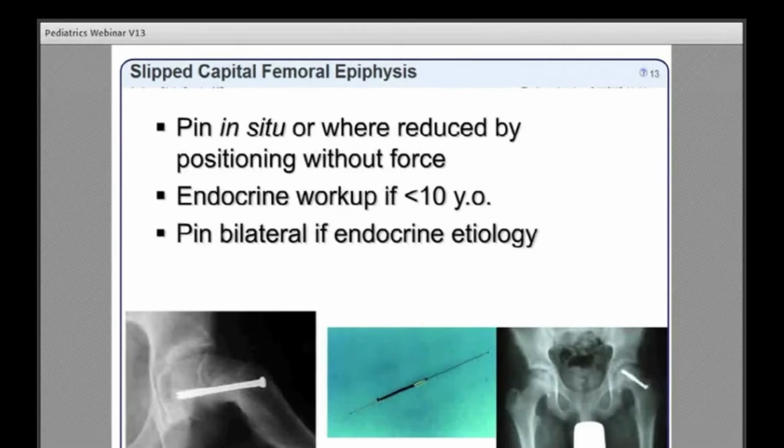By far, the number one treatment on any question asked will be pin in situ or where reduced by positioning without force. Endocrine workups are necessary if the child is less than 10 years of age or has other stigmata associated with endocrinologies. Pinning bilateral is definitely indicated if there are endocrinopathies, and this is something that they will have to allude to in the question in order for this to be correct.